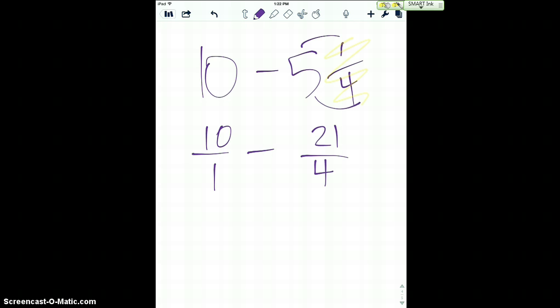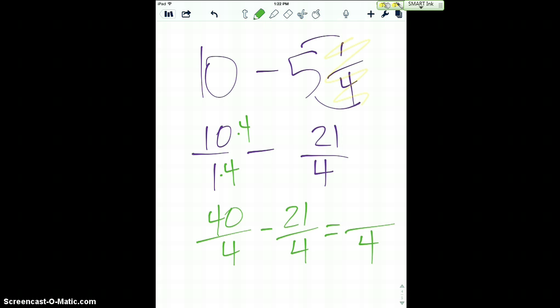Can I subtract them yet? No. I need common denominators. So I'm going to multiply both these by 4. And I'm at 40 over 4 minus 21 over 4, which now I can subtract. And I have a certain number of fourths. And how many do I have? So if I take 40 minus 21, I am at what, people? 19. And then you would be like, I need to convert it back.